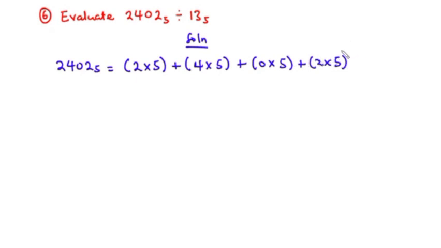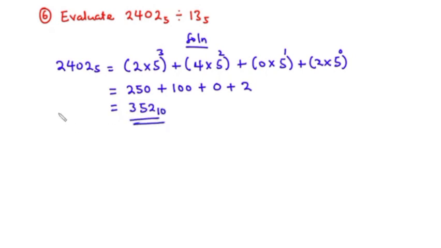So starting from the right hand side, we have exponents 0, 1, 2, and then 3. Now let's simplify. 5 exponent 3 is 125 times 2, we have 250. 5 exponent 2 is 25 times 4 is 100. 5 exponent 1 is 5 times 0 is 0. 5 exponent 0 is 1 times 2 is 2. So 250 plus 100 plus 0 plus 2 is 352 base 10. So 2402 base 5 is equal to 352 base 10.